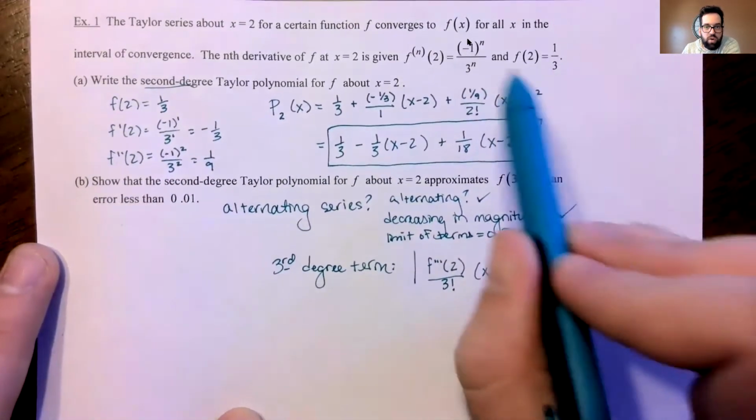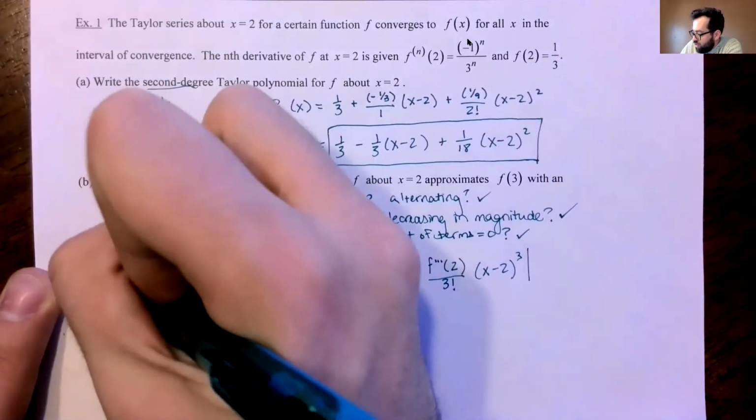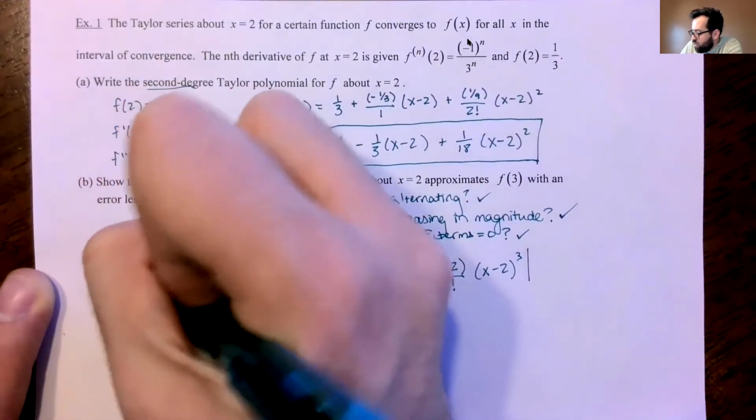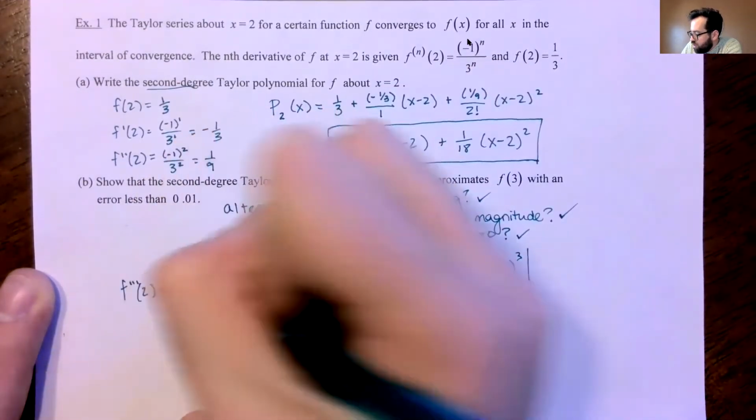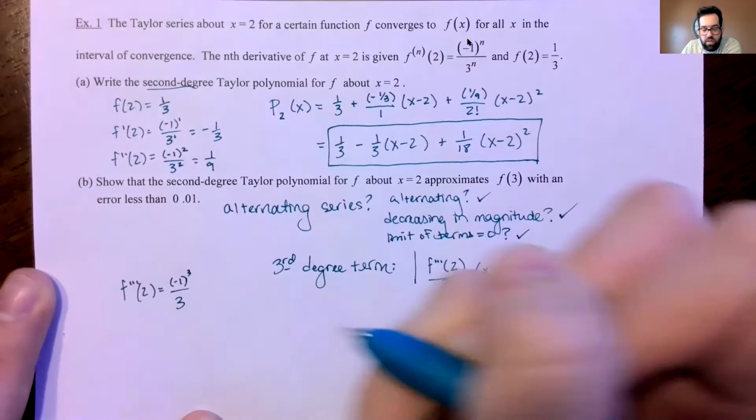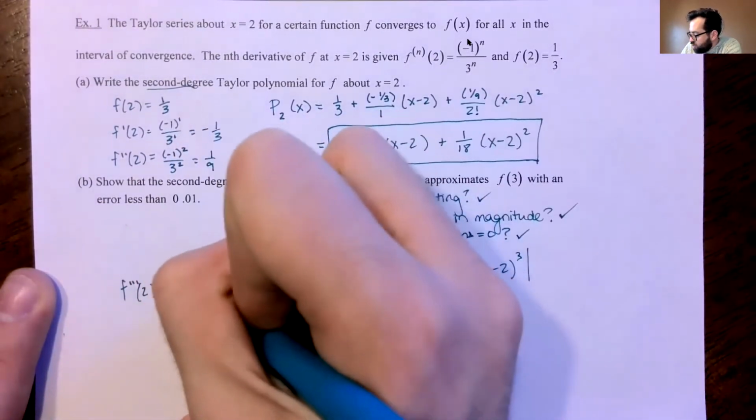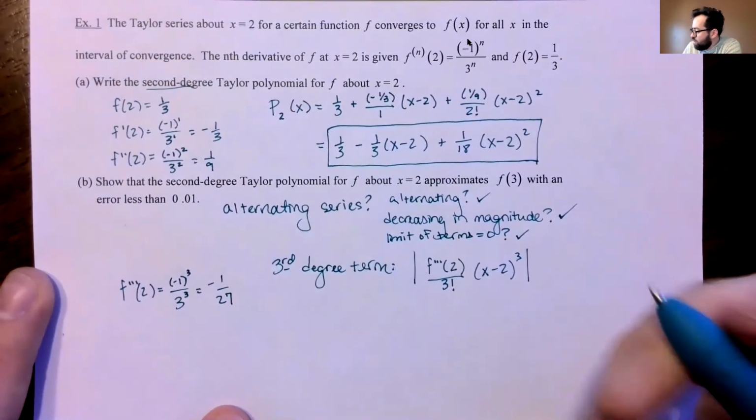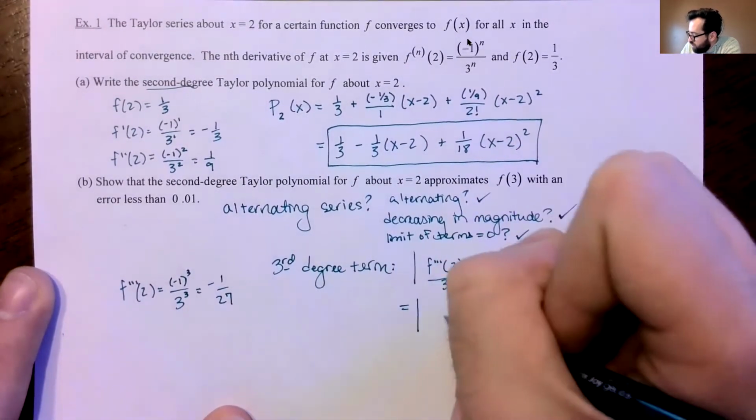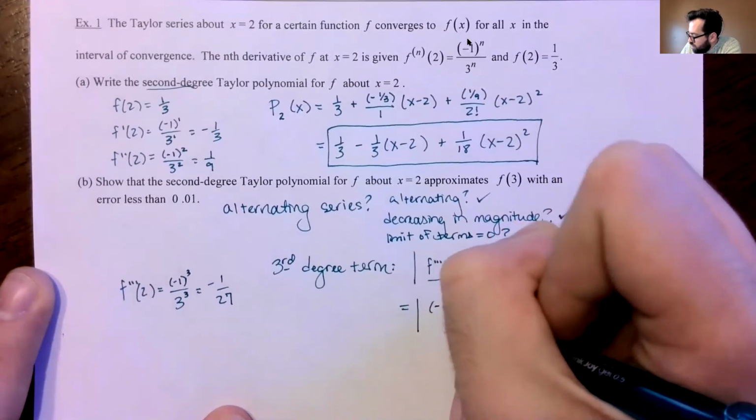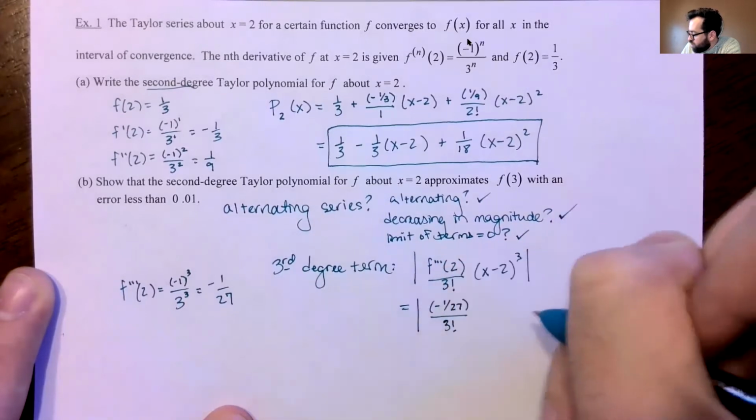So we're given this formula up here. I'll do this part over here. We have the third power of 2 is just going to be what? -1 to the third over 3 to the third, which will be what? -1 over 27. So back over here, this is going to be -1 over 27 over 3 factorial.